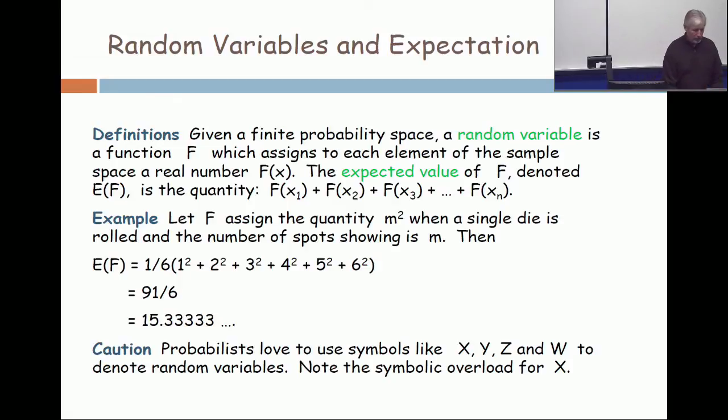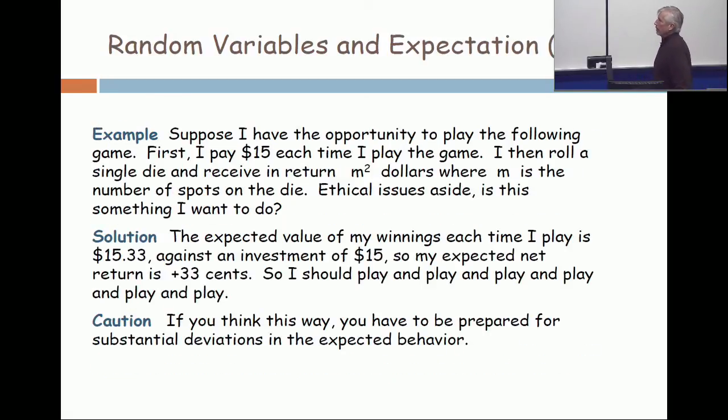All right, let's take some examples. Suppose I have the opportunity to play the game associated with the example we just talked about. I pay $15 to play the game. And then what's the game? I roll a die, and I receive as payment the square of the number of dots. So if I roll a 1, I've paid $15, I get $1 back, I've lost $14. If I roll a 2, I get $4 back on my $15 payment, I've lost $11. If I roll a 3, I get $9, I've lost $6. If I roll a 4, I make a dollar, etc.